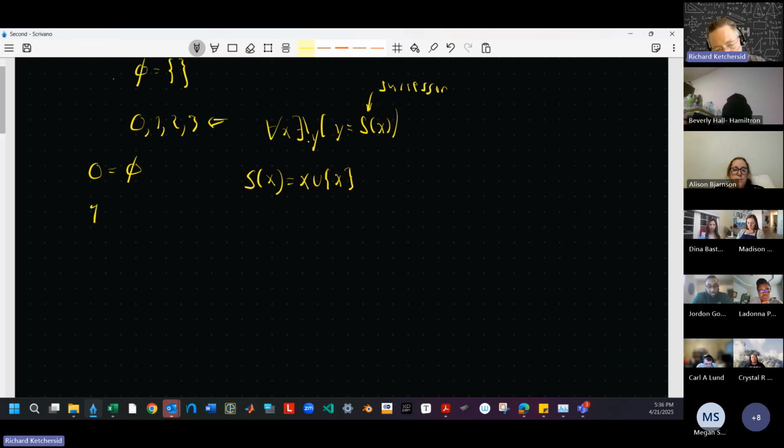So 1 here would then be the successor of 0, and according to that, it would be 0 union {0}. So I'm just making this a little bit more algorithmic than the little example you had in the notes, right? But now what is 0 union {0}? Well, 0 was the empty set.